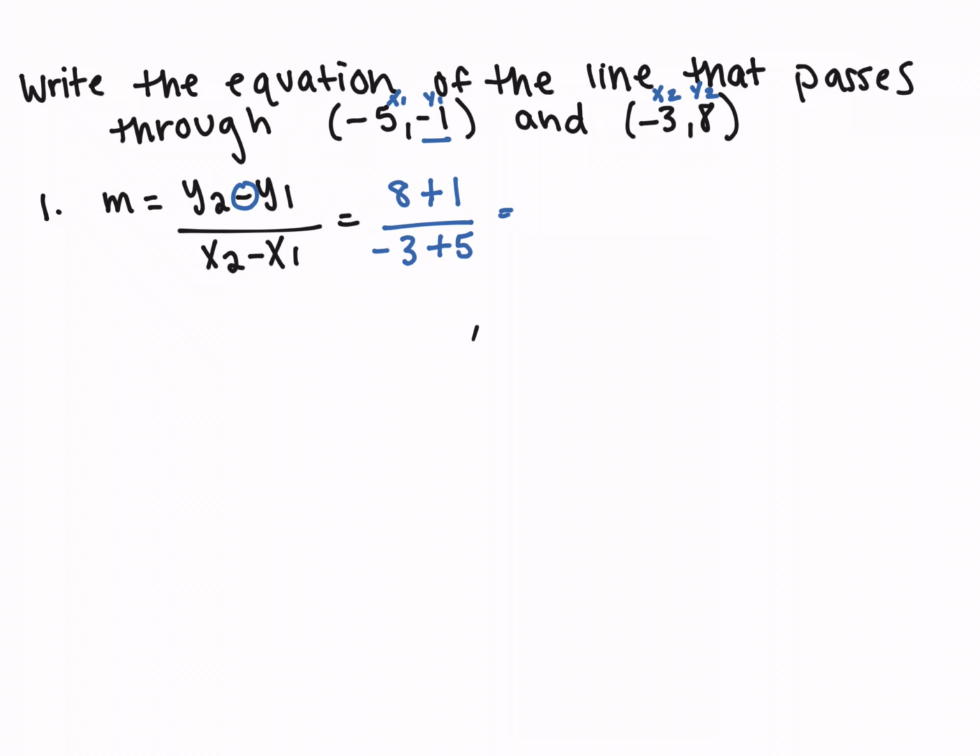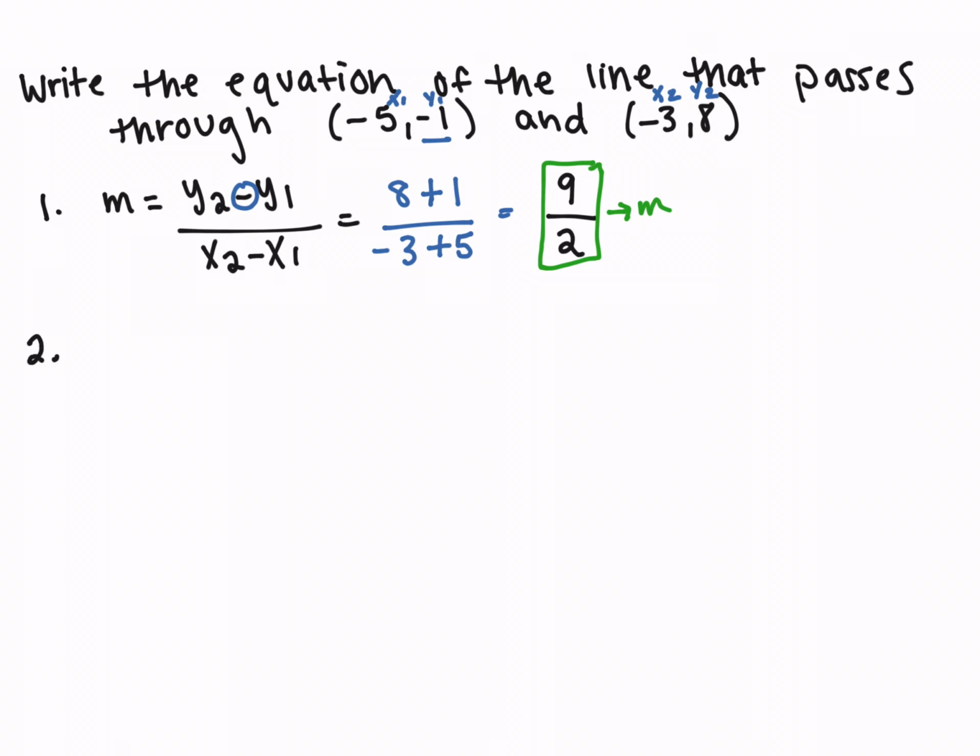And then go through and simplify that. On the top, we get 9. On the bottom, we get 2. And if you can, you want to simplify that, but 9 over 2 does not reduce, does not simplify, and you do not want to turn it into a decimal. So we are going to use 9 over 2 for m.